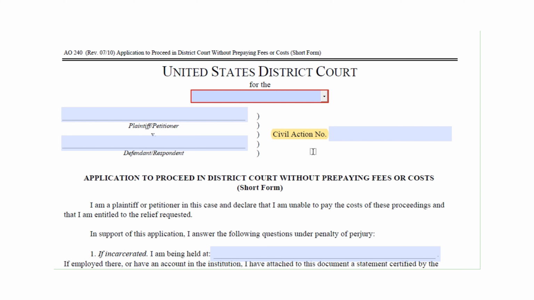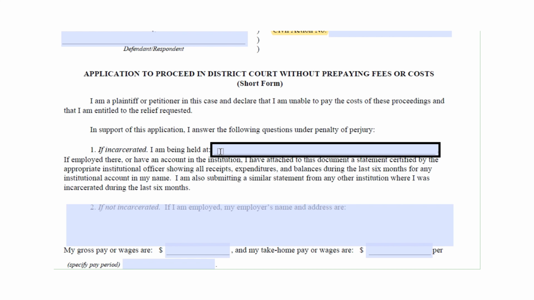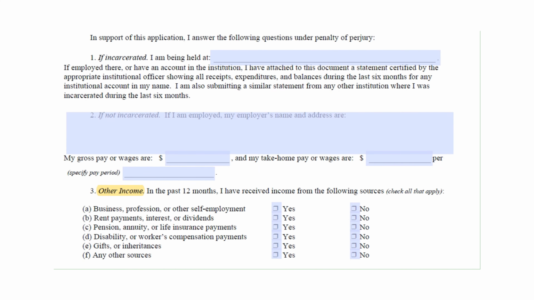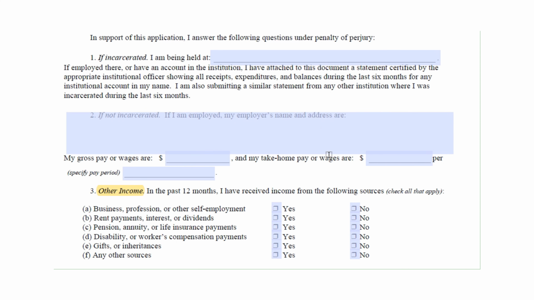I am a plaintiff or petitioner in this case and declare that I am unable to pay the cost of these proceedings and that I am entitled to the relief requested. And you complete the information. If you're incarcerated, I am being held at, and you state where you're being incarcerated. Pretty self-explanatory. Two, if not incarcerated, if I am employed, my employer's name and address are. You put that information here.